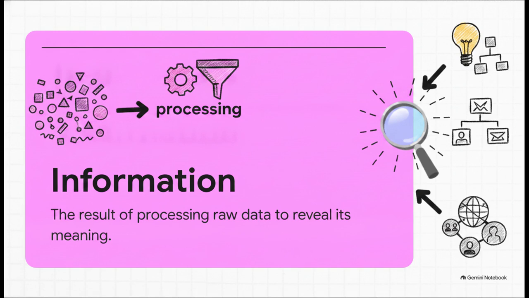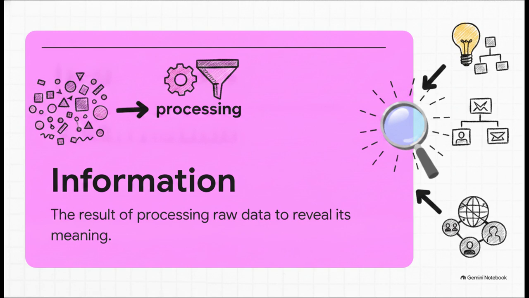First, data. Data consists of raw, unprocessed facts. The key word there is raw, meaning these facts haven't been processed to actually mean anything to the end user yet. Next, we have information. Information is the result of processing that raw data to reveal its meaning. And to reveal meaning, information requires context.